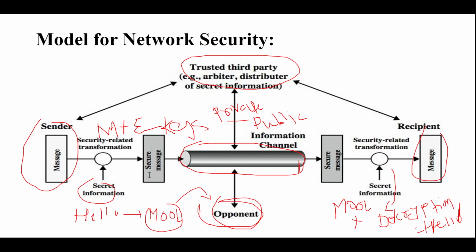The second is to generate the secret information to be used with the algorithm. The third service that can be provided through this model is to develop a method for the distribution and sharing of the secret information. And the last one is to specify a protocol to be used by the two principals that makes use of the security algorithm and the secret information to achieve the particular security service. So this is nothing but the simple network security model which is used for sharing information.